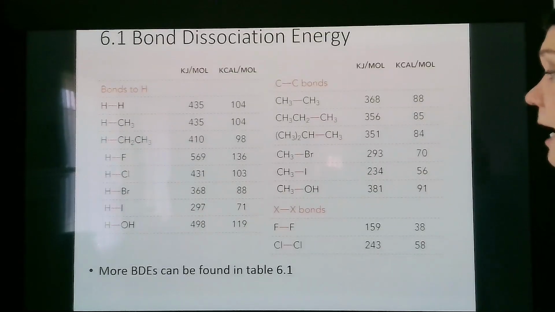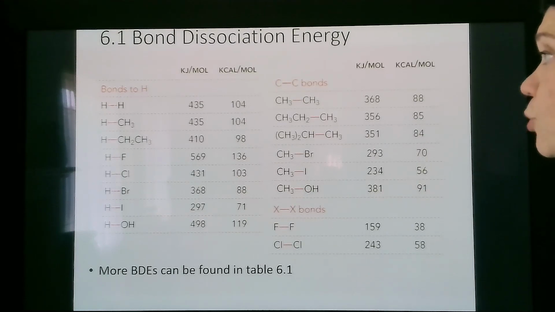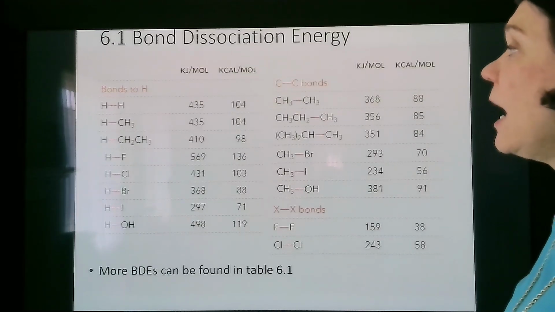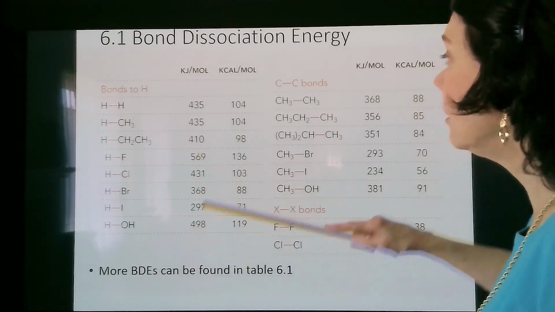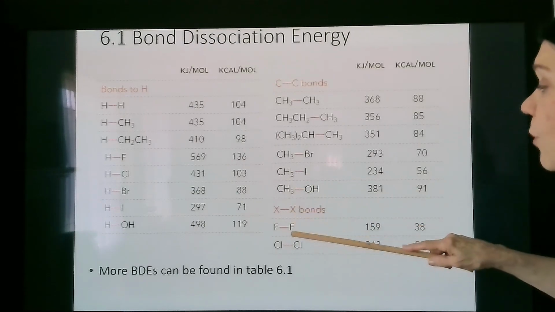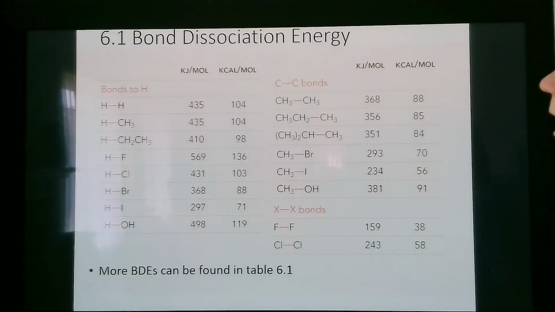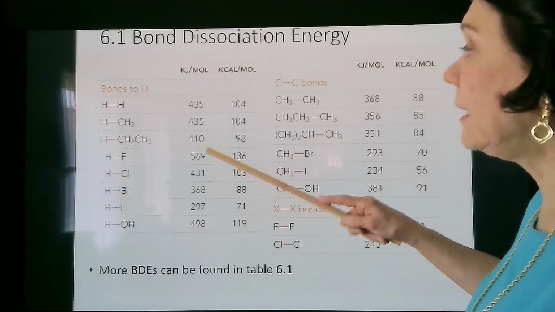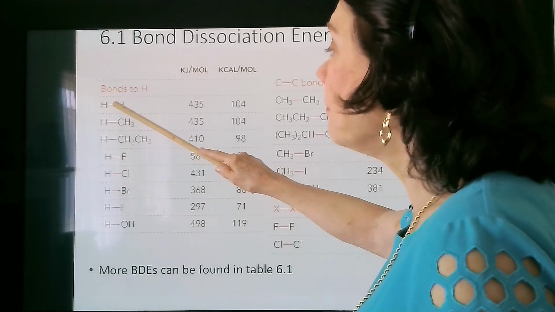So this is one of the tables, or this is part of one of the tables that you have in your chapter. So here, this is bond dissociation energies, and these are grouped nicely: bonds to hydrogen, carbon-carbon bonds, and a few halogen-halogen bonds. There are a lot more bonds and their energies given in this table, and you'll have to refer to those in working some of the problems. But in each case, this is always talking about a homolytic bond cleavage.